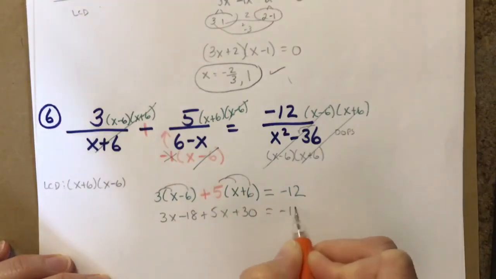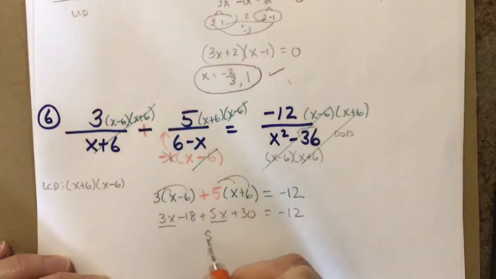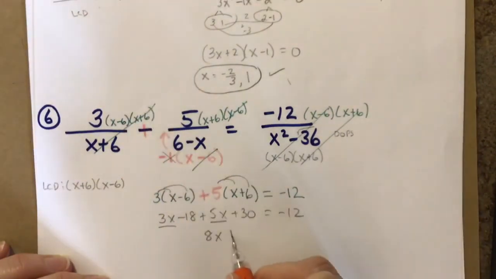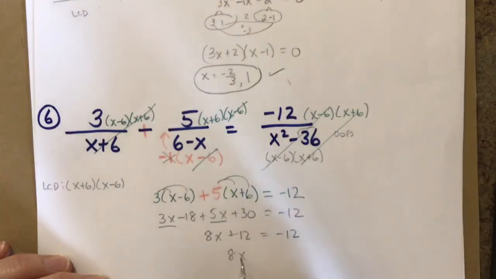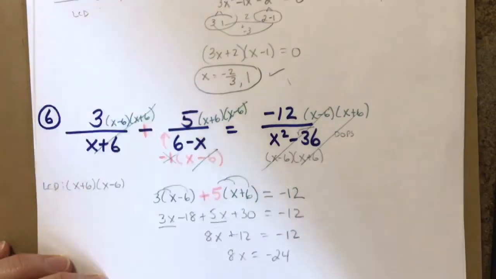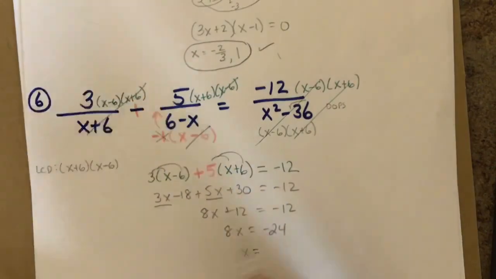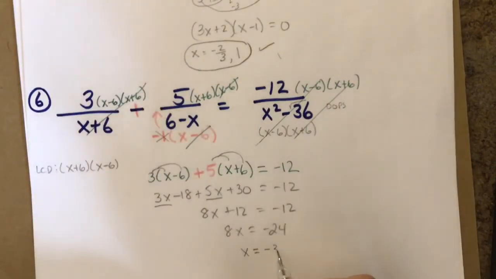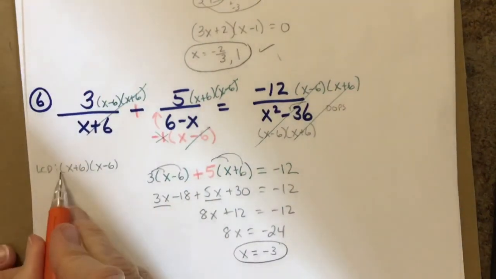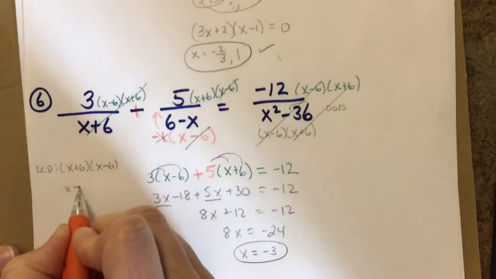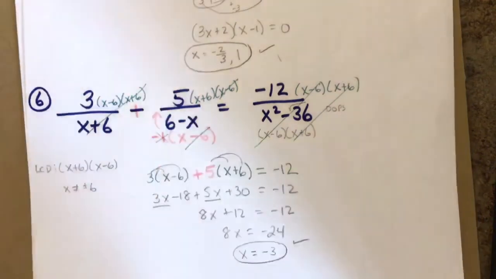Then what? What do you think? Combine your like terms. How many x's? We got 8x. Then we've got plus 12 equals negative 12. Subtract 12. 8x is negative 24. Divide. What's x? Did I hear you say there, Lauren? Negative. You got it. 3. It's just a linear. All right. Is negative 3 extraneous? Well, what can x not be? Negative and plus 6. Checks. Okay.